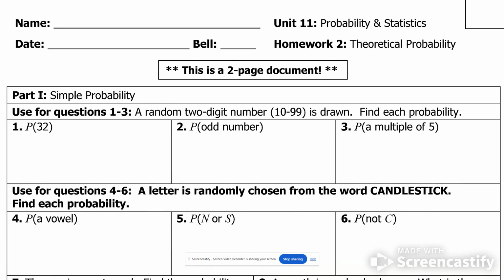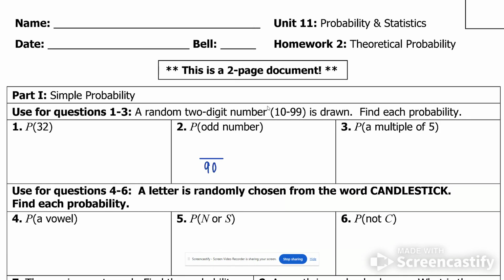Okay? So a random two-digit number is drawn from the numbers 10 through 99, and they want to find the probability that you're going to get an odd number. Well, if you think about it, if you calculate how many that is from 10 to 99, 99 minus 10 is 89, but you got to include 10 as well. So there are 90 total. So 90 obviously has got to be my bottom number.